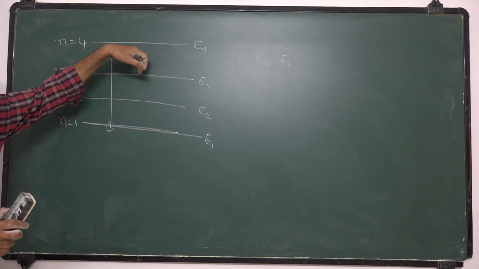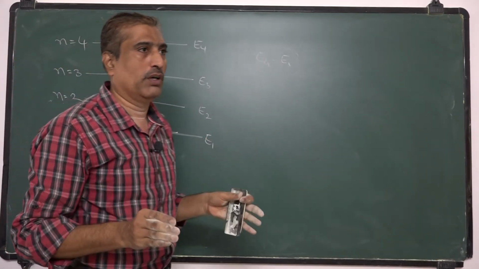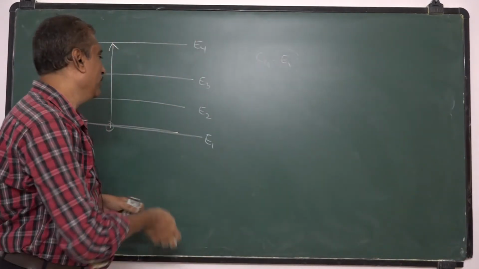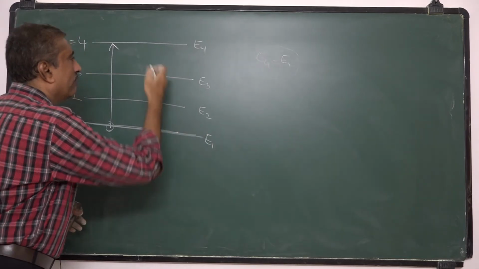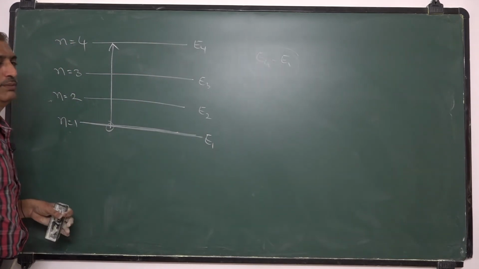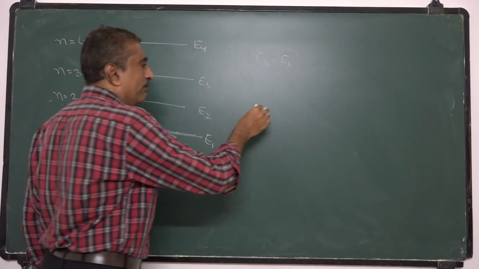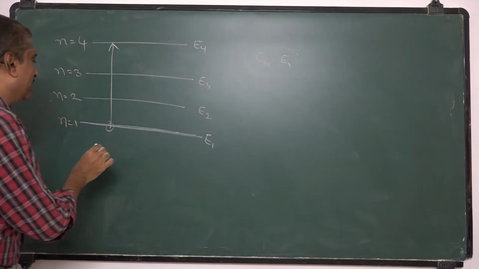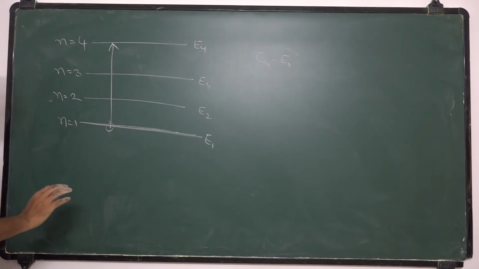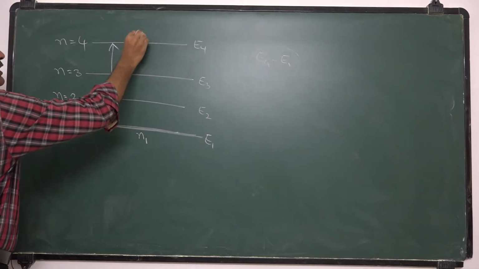to the E4 state. But in the excited state its lifetime is very small, so it goes to a stable state; it de-excites to the ground state. But during de-excitation, a number of transitions are possible. So the number of transitions possible, suppose the electron goes from the N1 state to the N2 state, whatever it is.